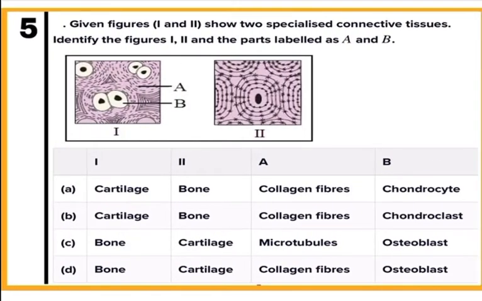Question 5. Given figures 1 and 2 show two specialized connective tissues. Identify the figures 1 and 2 and the parts labeled as A and B. Figure 1 is of cartilage and figure 2 is of bone, and labeling A in the cartilage is collagen fibers and B cartilage cell or chondrocyte. So here the correct answer is option A, mark A.